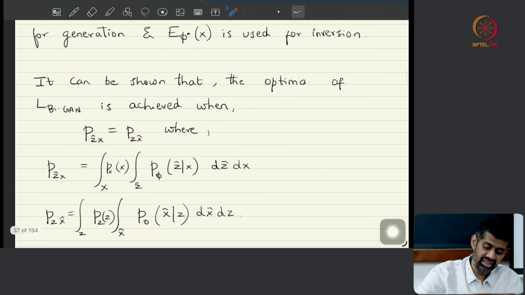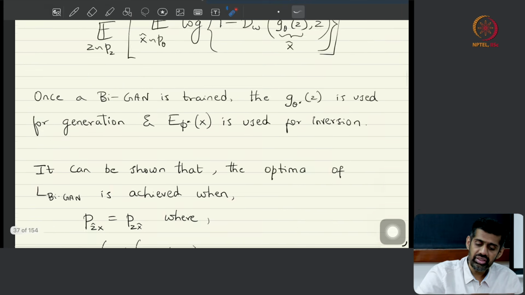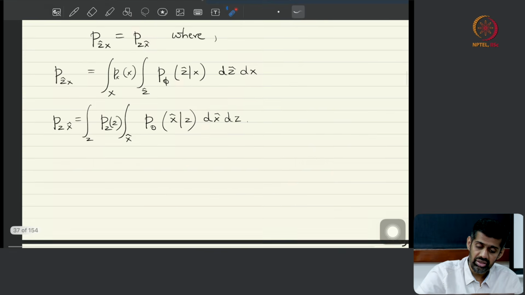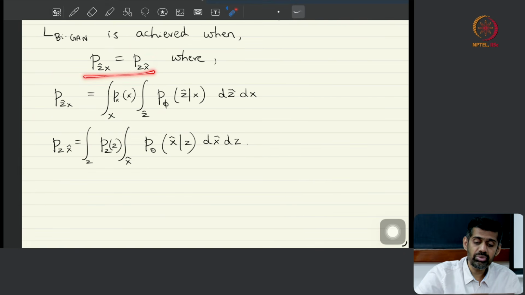In fact, this is a result that you can show, again do the algebra. What can be shown is that the optimum of this optimization problem is achieved if the joint distributions match, and these joint distributions are such that the marginals correspond to the individual distributions. So, this can be shown, and please do it.